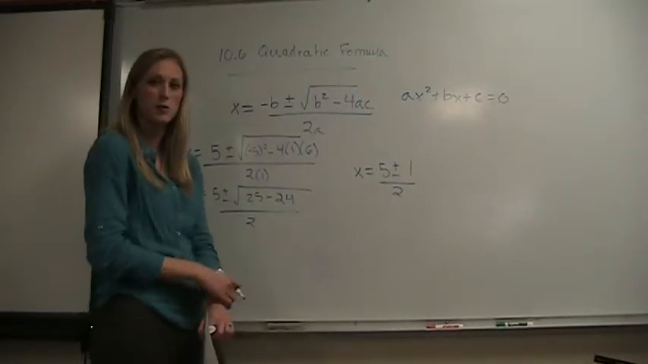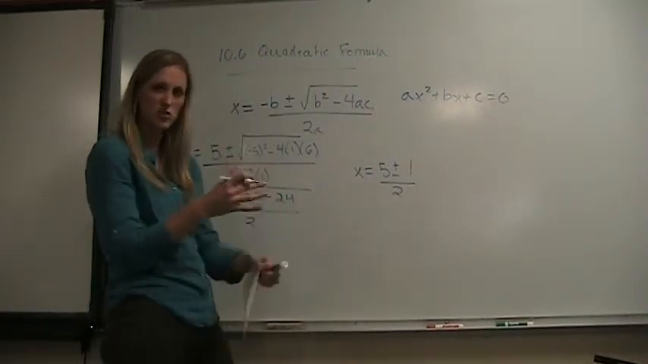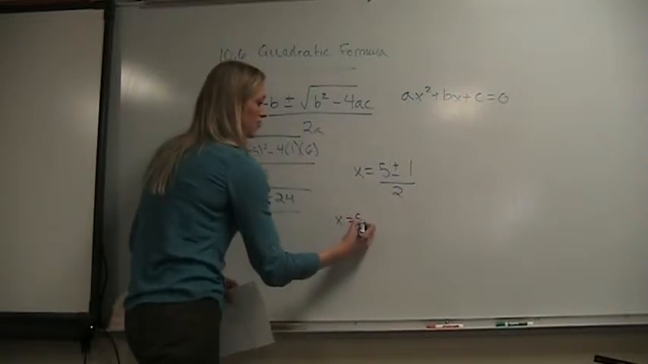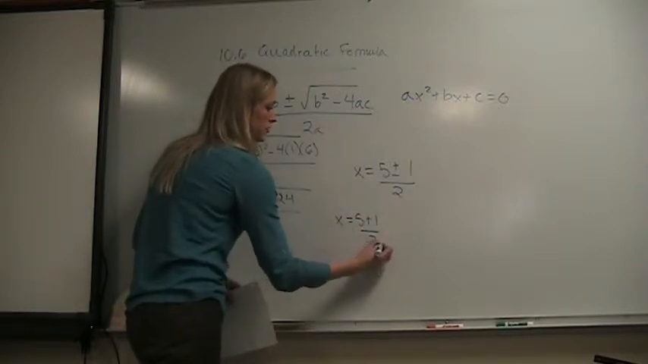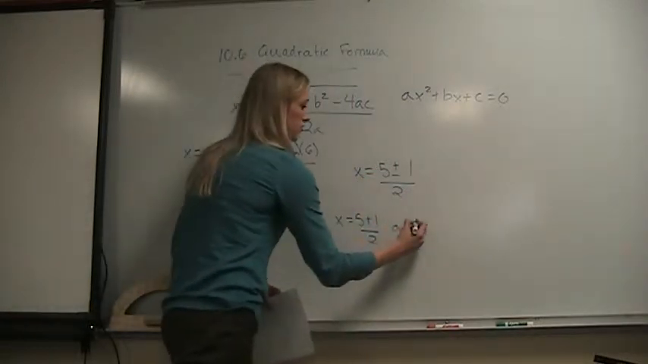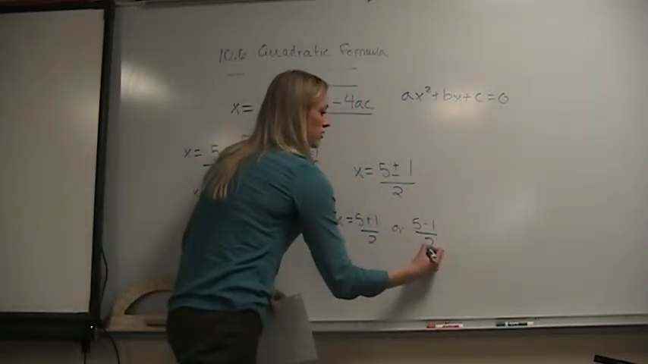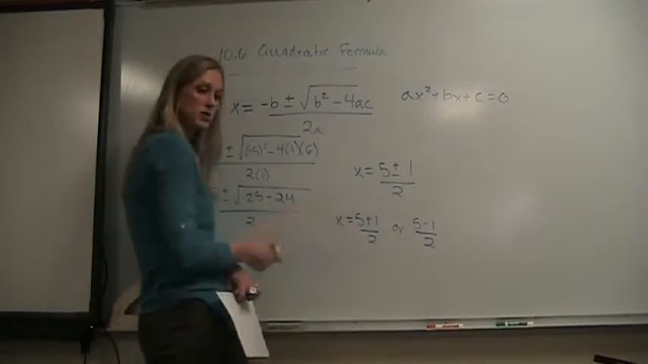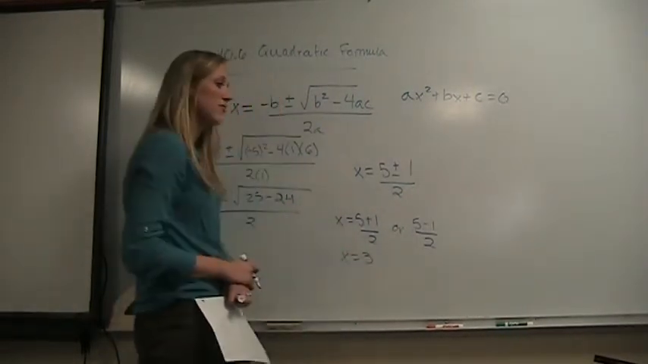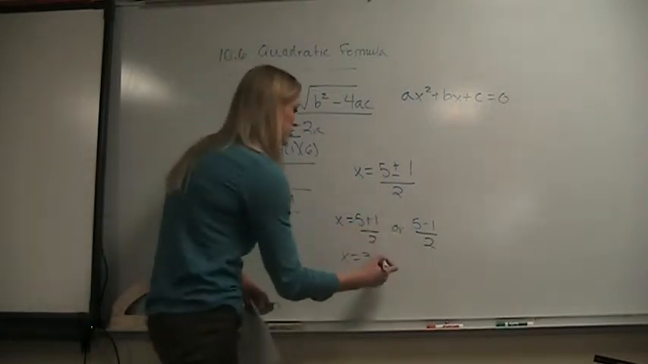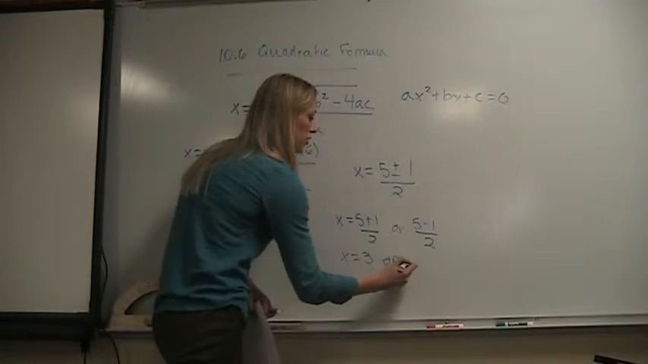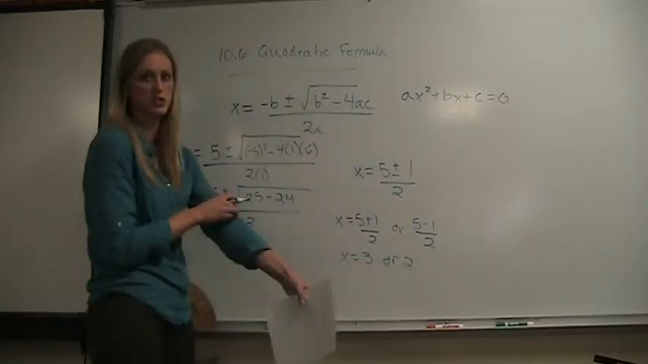So again, I'm going to come up with two solutions. I'm essentially solving two equations simultaneously. I'm doing this, x equals 5 plus 1 over 2, or 5 minus 1 over 2. Okay, so as I do that, 5 plus 1 is 6, divided by 2 would give me 3. 5 minus 1 is 4, divided by 2 would give me 2. So I have x equals 3 or 2 would be my solutions.